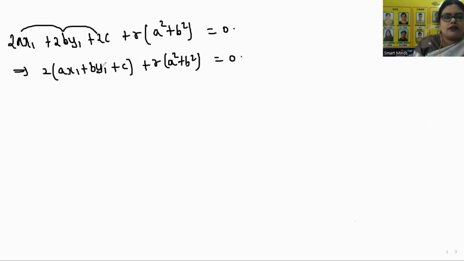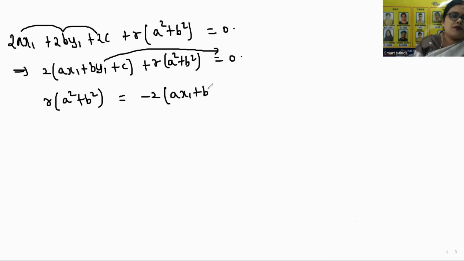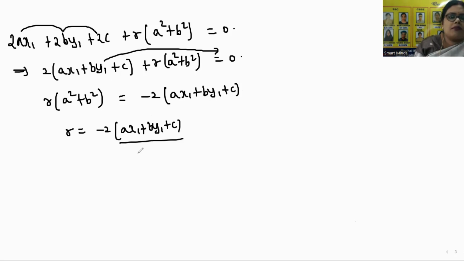So take this first term to the other side. You will get R into (A square plus B square) is equal to minus 2 into (AX1 plus BY1 plus C). So the whole term becomes negative. Now you take A square plus B square to that side. You will get R is equal to minus 2 into (AX1 plus BY1 plus C) by (A square plus B square).